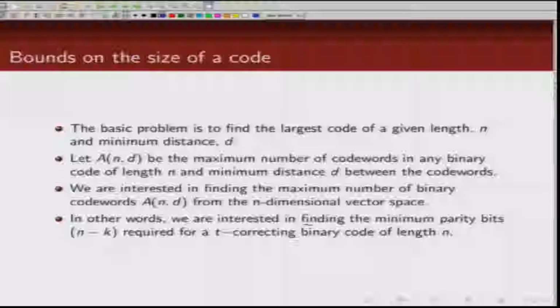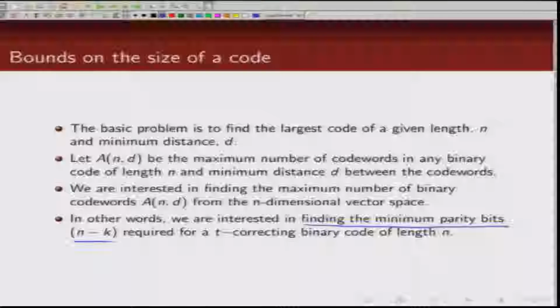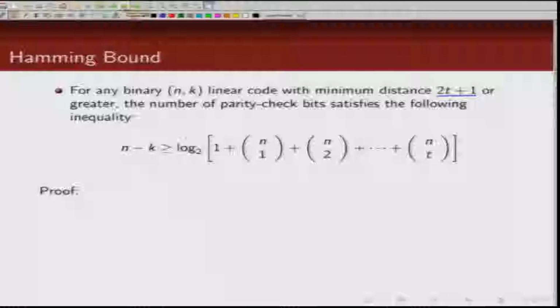We could also pose this problem like this. We are interested to find the minimum number of parity bits required. Given that we know k and d, we would like to know what is the minimum n required, such that we can get those k and d. So, answers to these questions we will pose, and we will try to get some bound on those parameters. If I give you two parameters, we are interested to know what is the bound on the third parameter, that is, what are the permissible values for the third parameter? We will start with the Hamming bound.